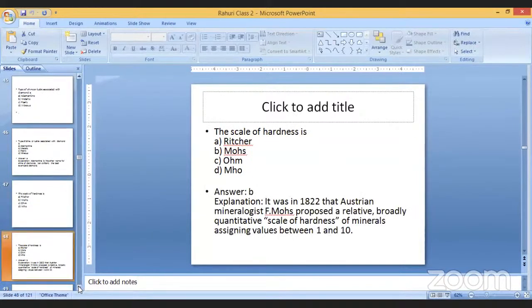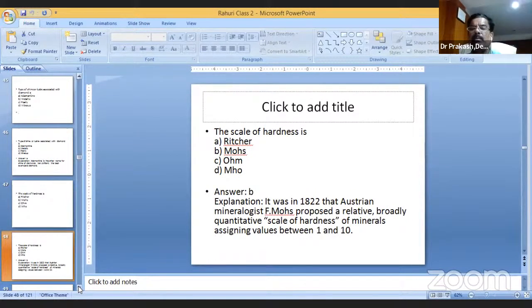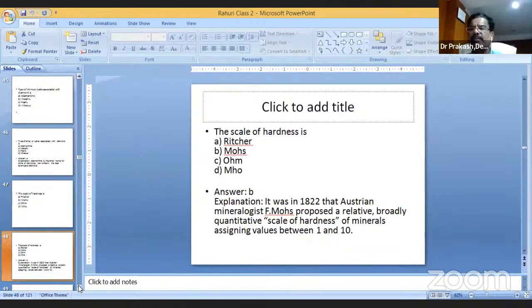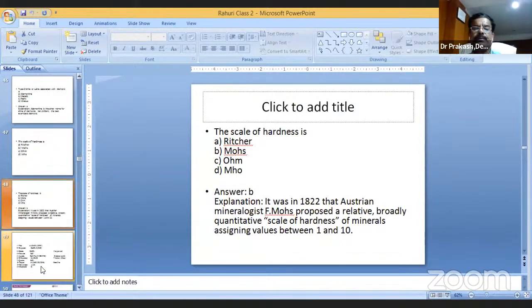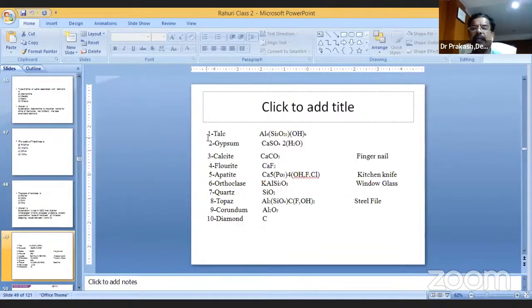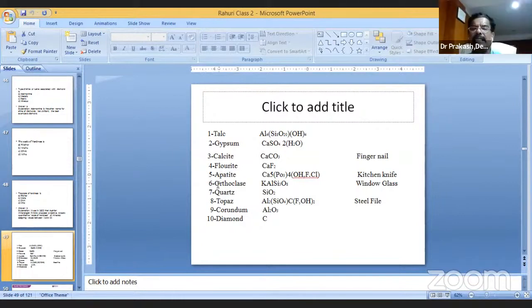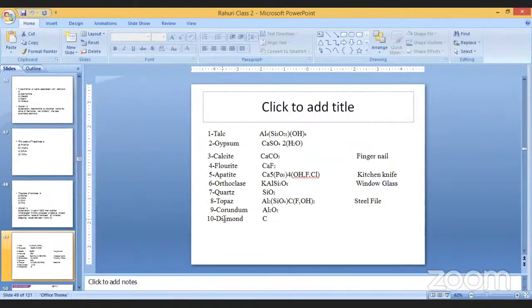Here comes Friedrich Mohs, who proposed a relative, broadly quantitative scale of hardness of minerals, assigning values between 1 and 10. The softest mineral is talc. The hardest mineral is diamond. Hardness 3 is assigned to calcite, 4 to fluorite, 5 to apatite, 6 to orthoclase, 7 to quartz, 8 to topaz, 9 to corundum, and 10 to diamond.